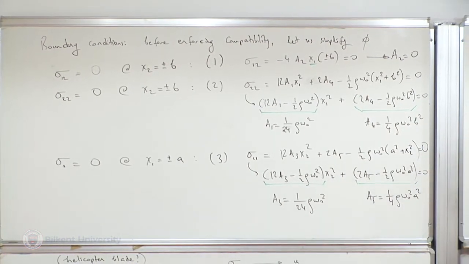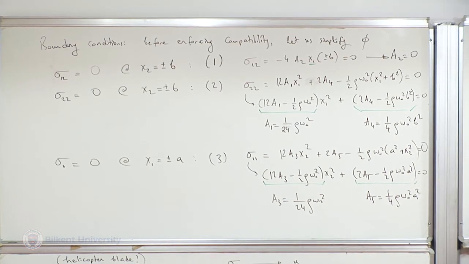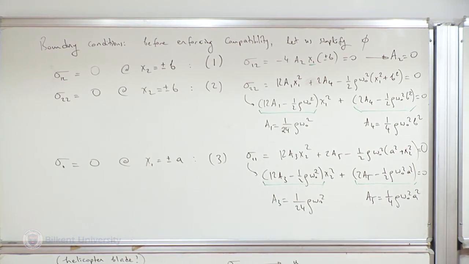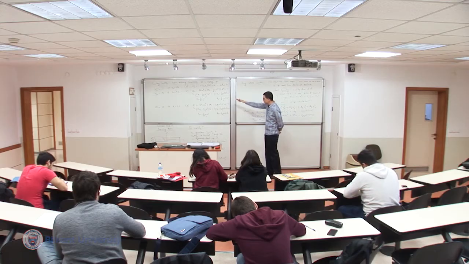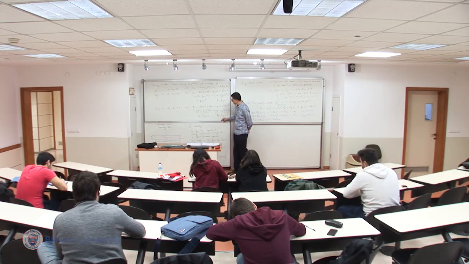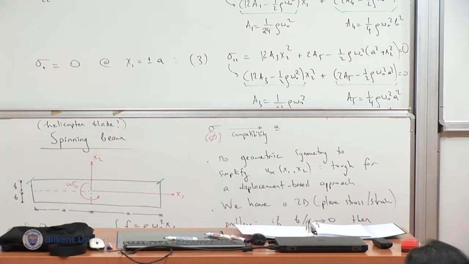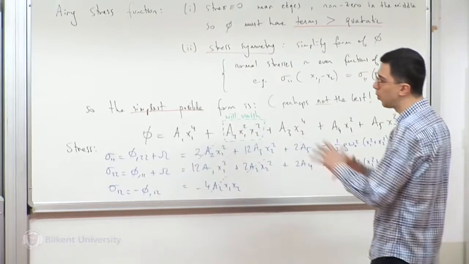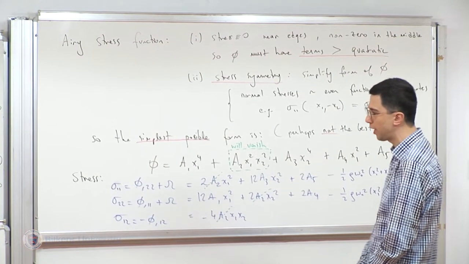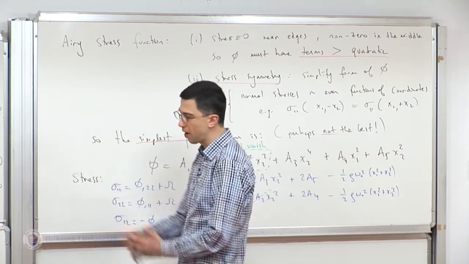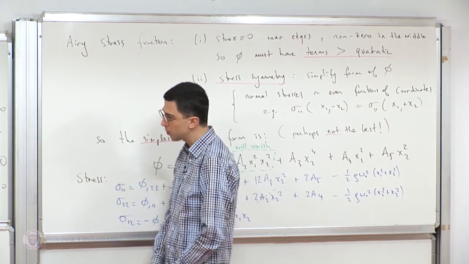Any questions so far? Okay, it's a lot, so let's not lose the big picture. The process is simple. We started with the Airy stress function. Equilibrium is satisfied. I'm calculating the stress just so I can look at the boundary conditions. I have to enforce compatibility at some point because I need to ensure that there's a displacement field. Once I do that, I should know exactly what these constants A1 through A5 are, and then I can go ahead and find the displacement field. So that's the stress-based approach.